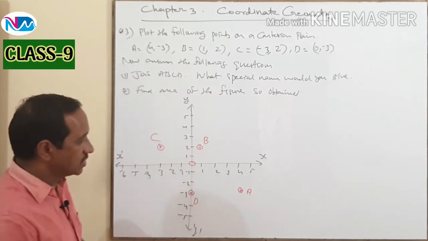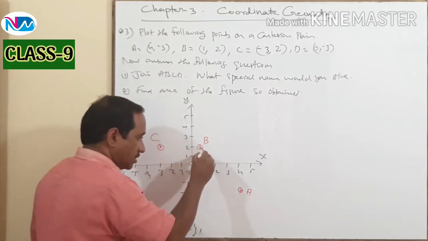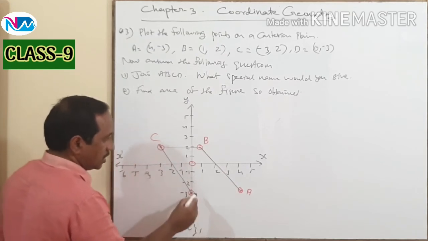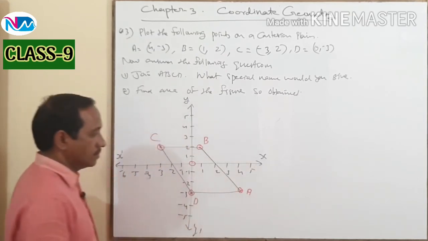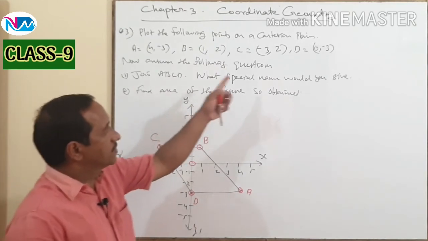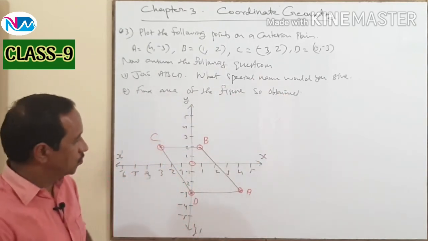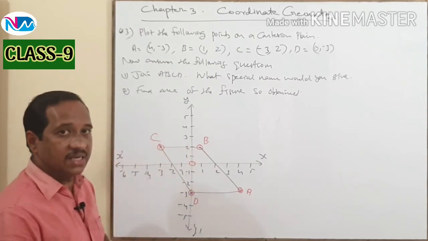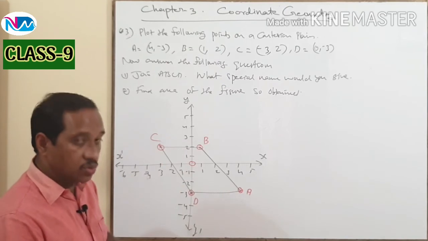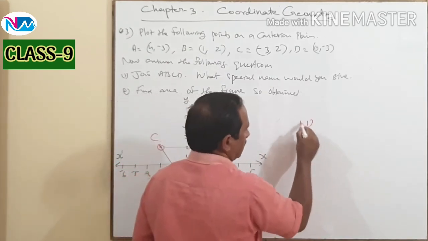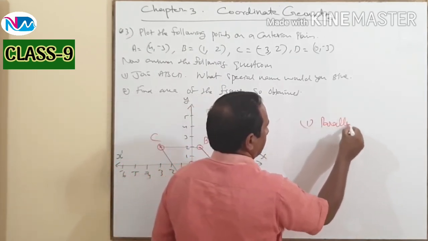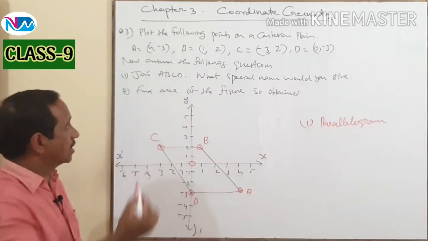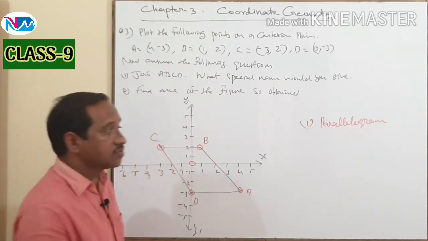Now join A, B, C, D. Join A, B, C, D means I join A to B, B to C, C to D and D to A. What special name would you give? Here you can see that the figure so formed is a parallelogram. So the name of the figure is parallelogram. Second question is find area of the figure.